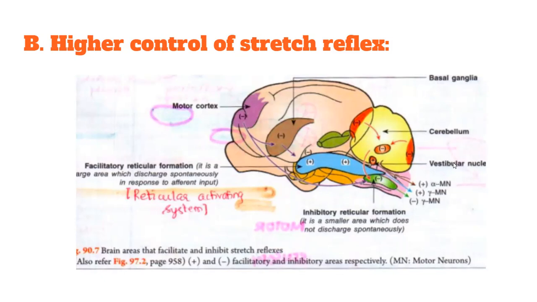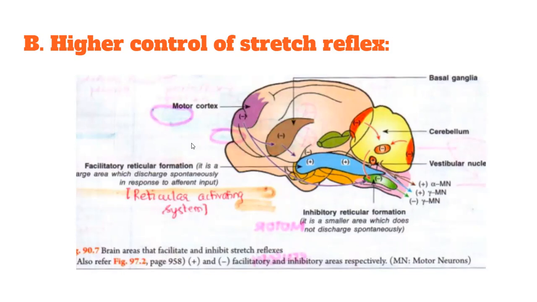Then we have the vestibular nuclei, which acts on the alpha motor, does not act on the gamma motor. This directly causes extrafusal fiber contraction, whereas the facilitatory reticular formation is responsible for spontaneous gamma discharge. Now, what are the inhibitory centers? The primary inhibitory center is your inhibitory reticular formation. Now, this does not have spontaneous discharge like the facilitatory one. This acts only when it's getting stimulated by other centers.